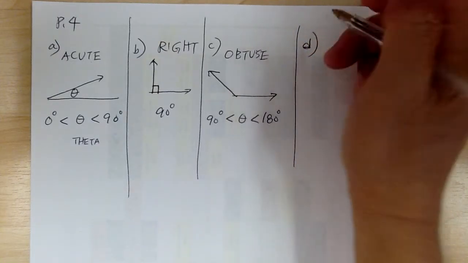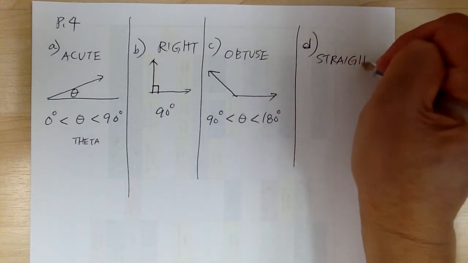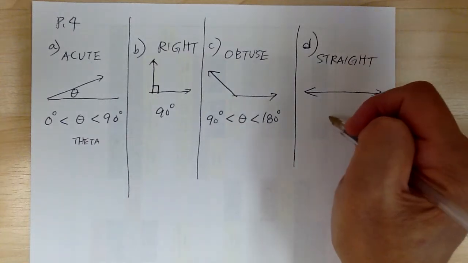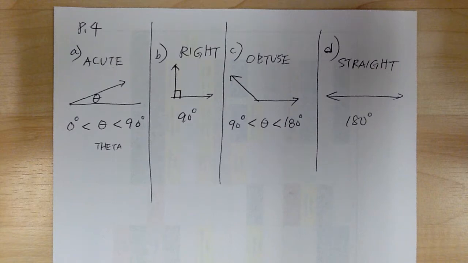And D is a straight angle. So it's just a straight line like that. Okay, so this is 180 degrees. So just be familiar with all those classifications.